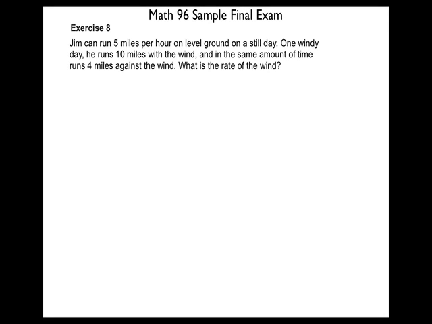Jim can run 5 miles per hour on level ground on a still day. On a windy day, he runs 10 miles with the wind, and in the same amount of time runs 4 miles against the wind. What is the rate of the wind?